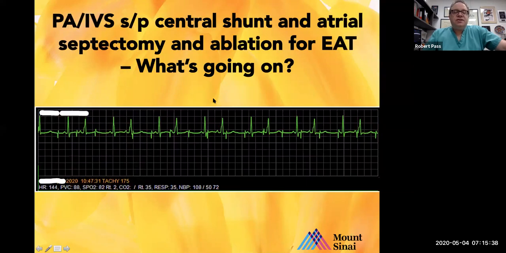Okay, this is a patient with pulmonary atresia who had a central shunt and atrial septectomy as his initial palliation. And he went for ablation last week. And the question is, what is going on? After an ablation is performed, it's not uncommon that we're going to check telemetry a lot. And I just turned on telemetry around 12:30 this weekend on one of the 2 days, and I saw this and I was like, what is going on?